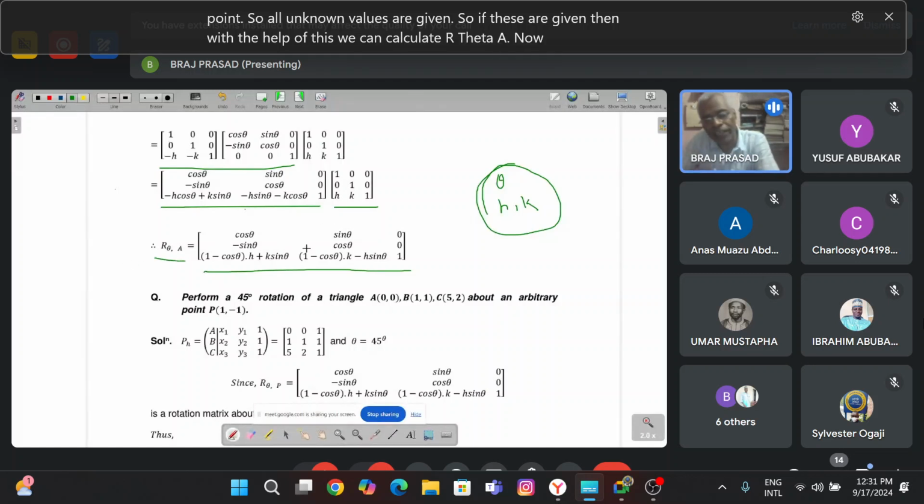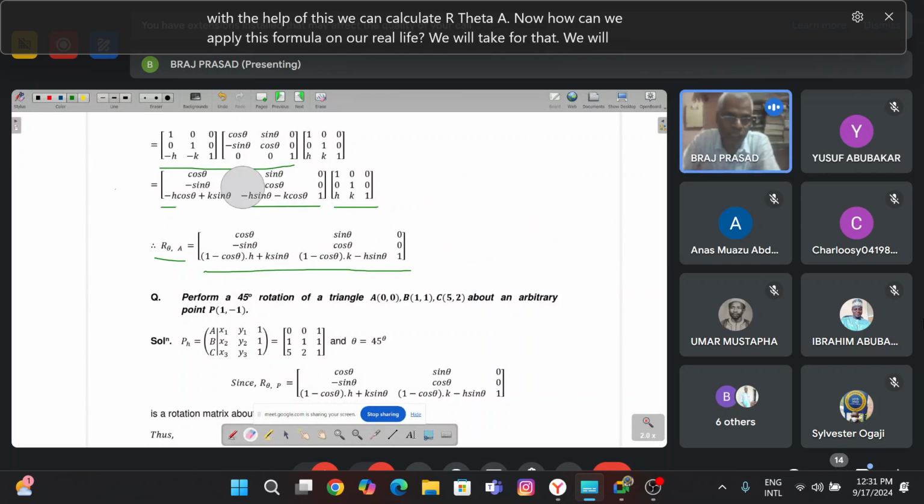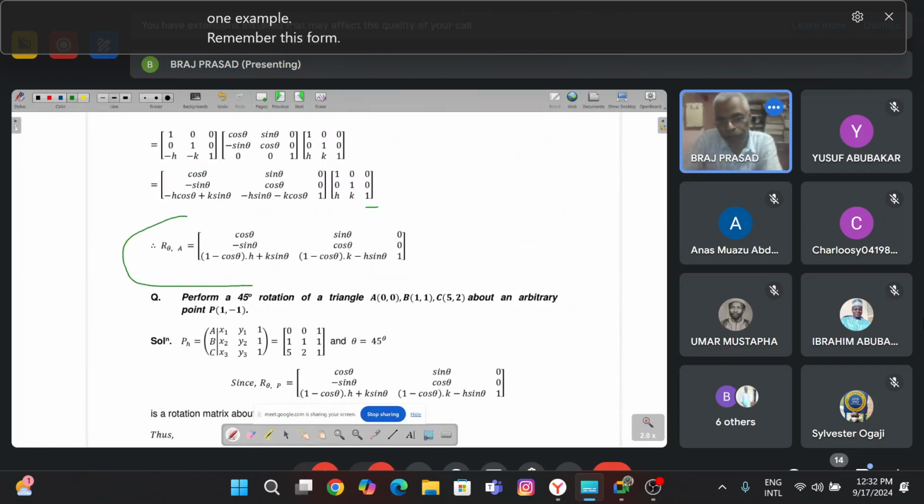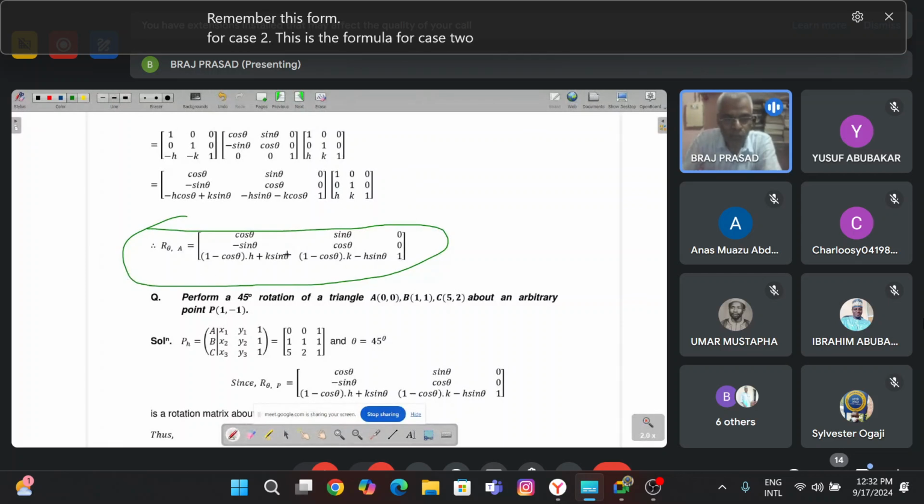Now how can we apply this formula in real life? For that we will take one example. Remember this formula for case 2. This is the formula for case 2, so we will apply this formula directly.